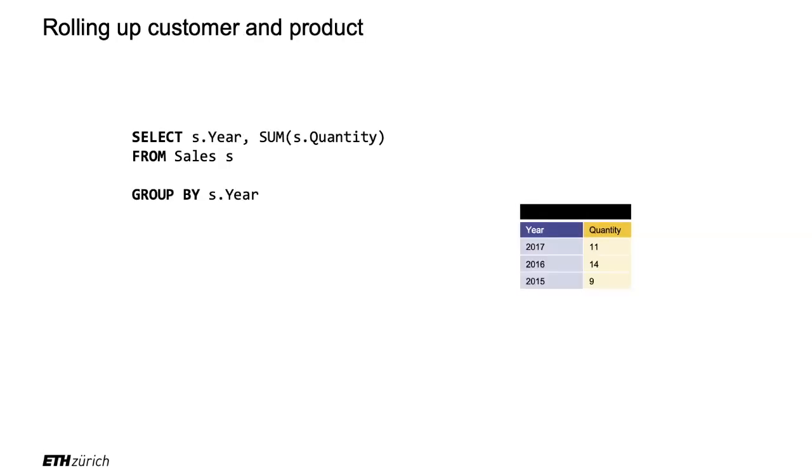Now I can roll up even more. What if I also roll up the year? Then I just end up with the total amount. This is my entire quantity. I don't even need to group by anything. It's just a sum. It's just going to compute the sum of everything. Quantity 34. This is called rolling up all dimensions.